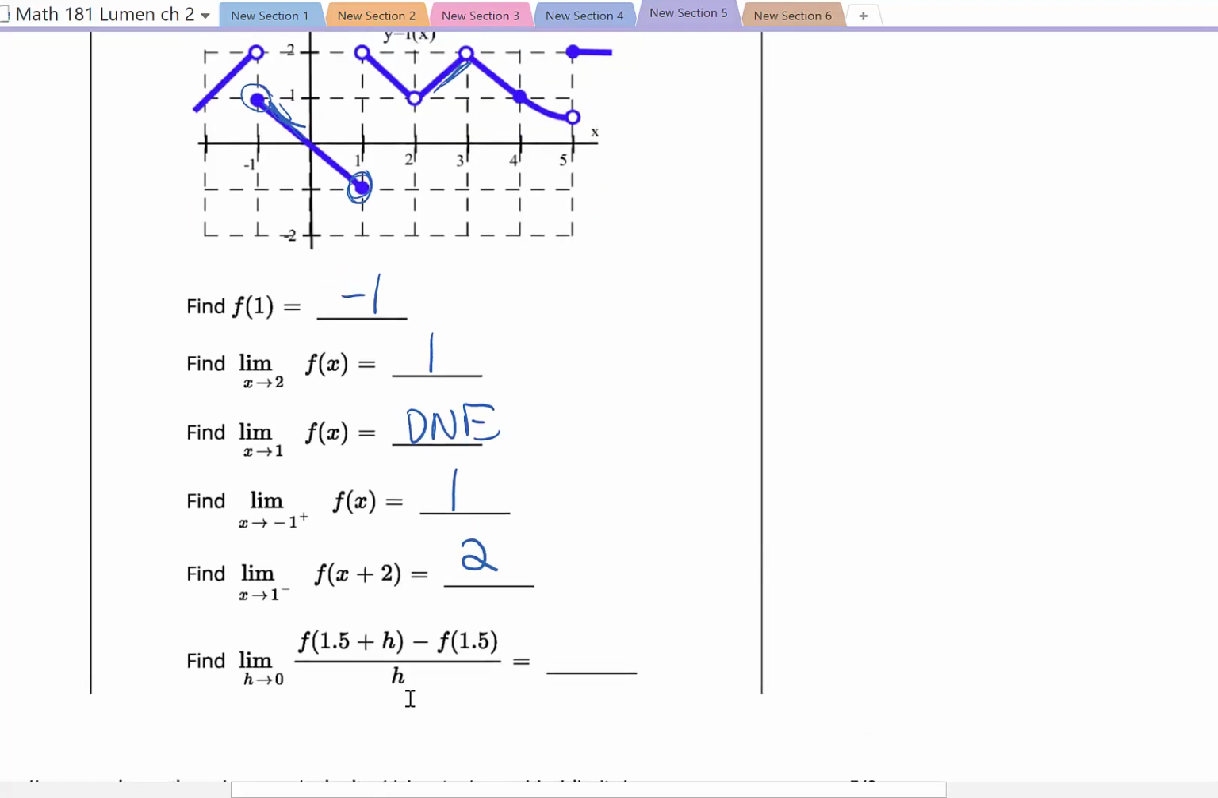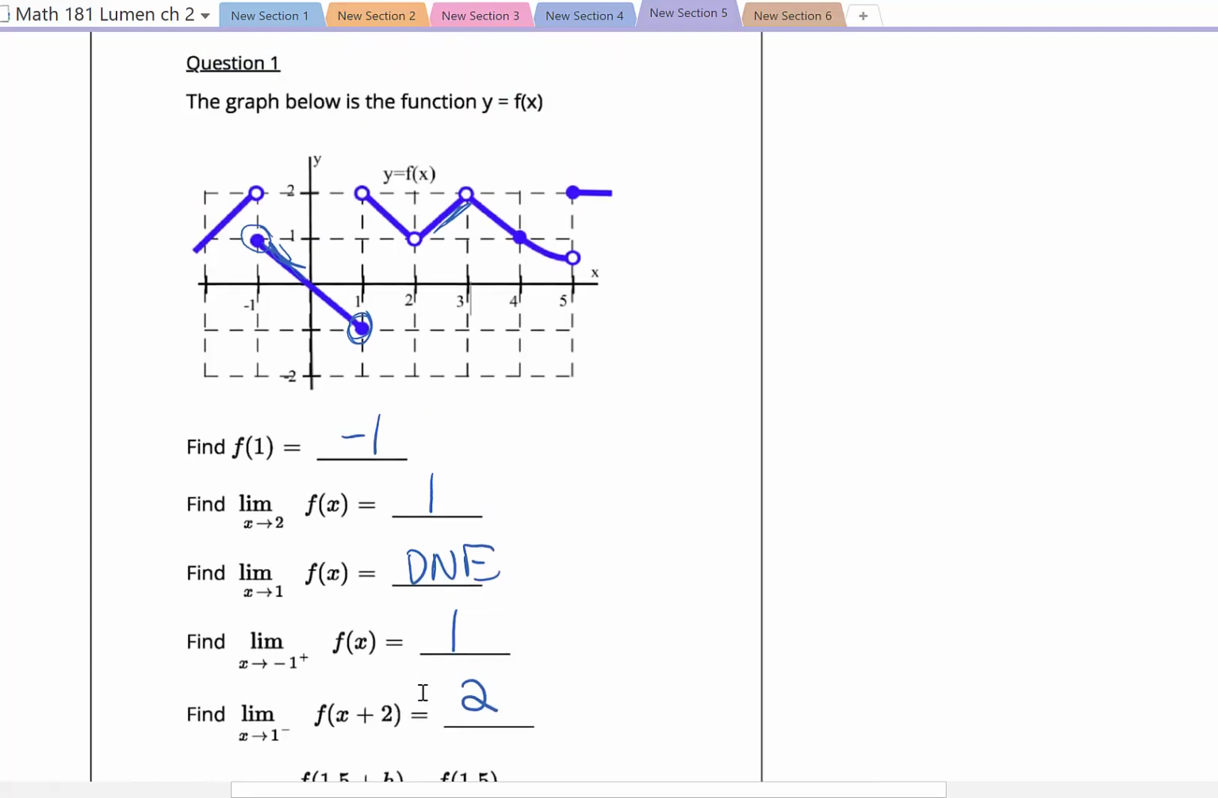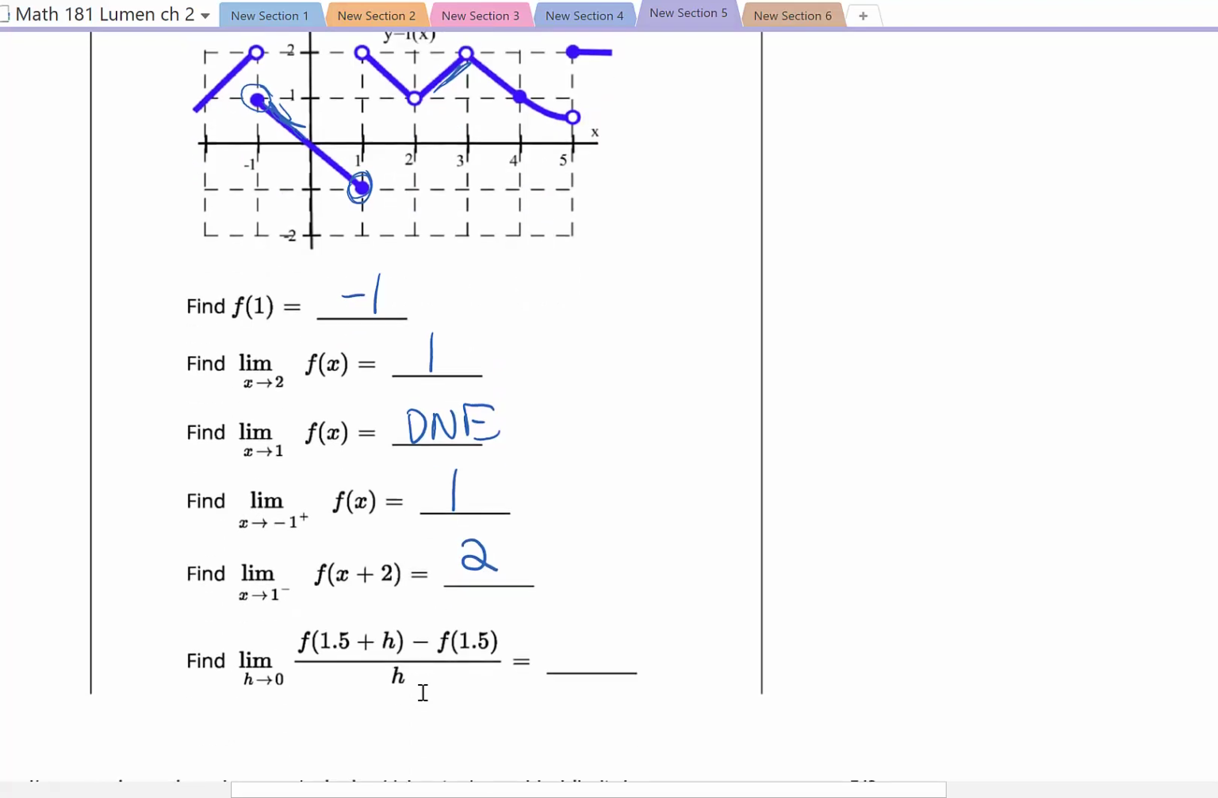Okay, one more. What is f of 1.5 plus h minus f of 1.5, all divided by h, as h goes to 0? So that's an interesting question, and this actually gets a little preview of the definition of a derivative when we find out with the limit process.